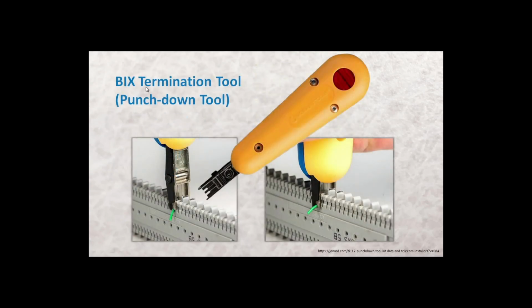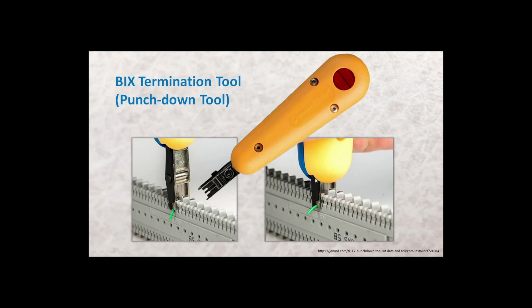BIX termination tool, punch down tool. This is what the tool looks like, and this is the punching action. You position the punch down tool in a way that the knife is going to cut off the excess wire, and you just do the punch. This is before the punch, this is during the punch.